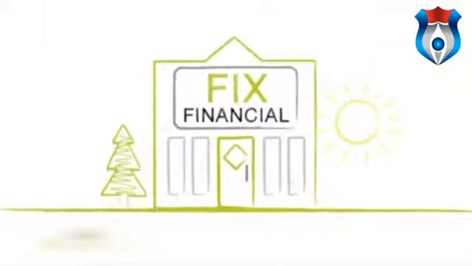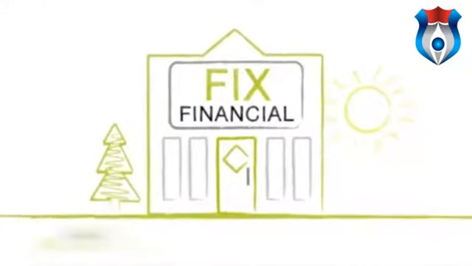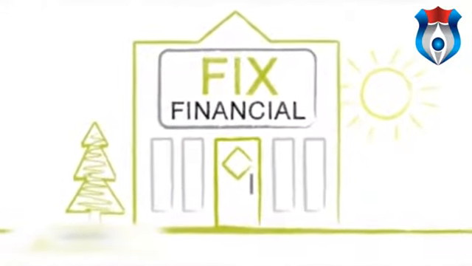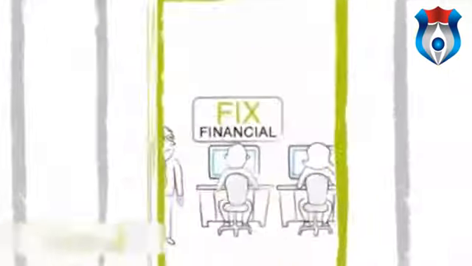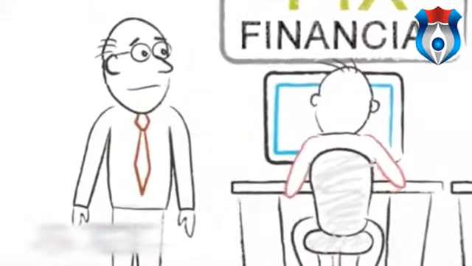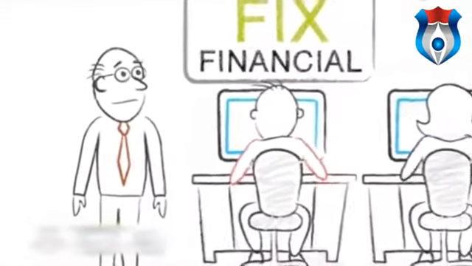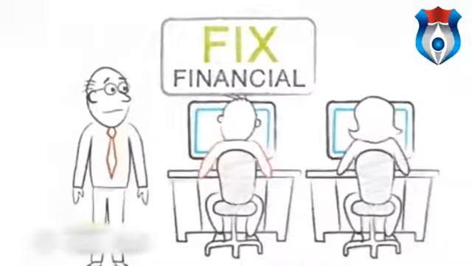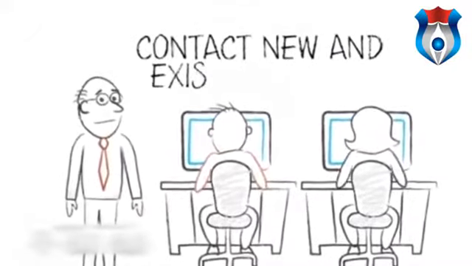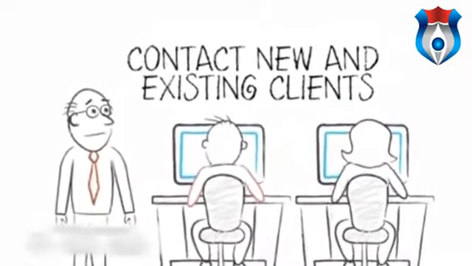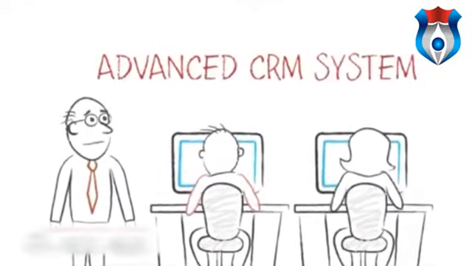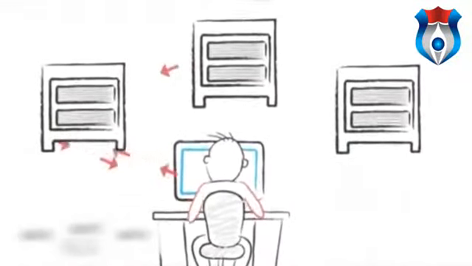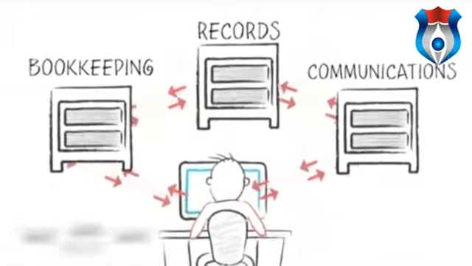Meanwhile, the financial planners at Fix Financial Group were having a tough time acquiring and keeping clients due to the poor economy. The president, Mr. Jones, decided that he needed a new way to reach out. He had his IT staff install a software system on internal servers that would contact new and existing clients in dozens of ways. Through this advanced CRM system, Fix was able to link different databases and applications they were using in bookkeeping, records, and communications.